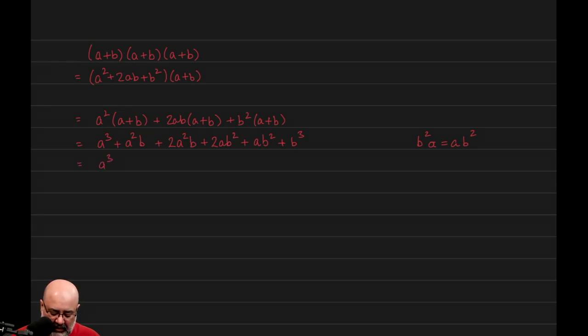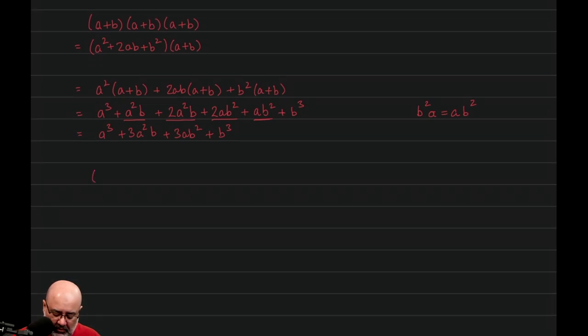So this would give us a cubed. Now I have an a squared b and I have another 2a squared b. So that gives me a total of 3a squared b. Then I have 2ab squared, and I'm sorry, 2ab squared plus ab squared. So that's 3ab squared plus the b cubed. And that's my answer.